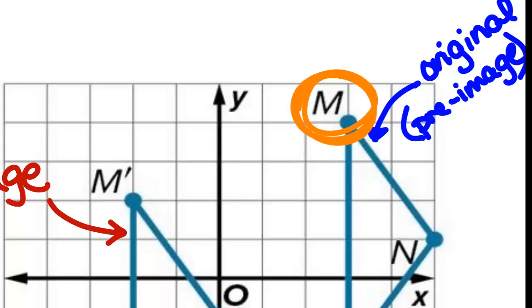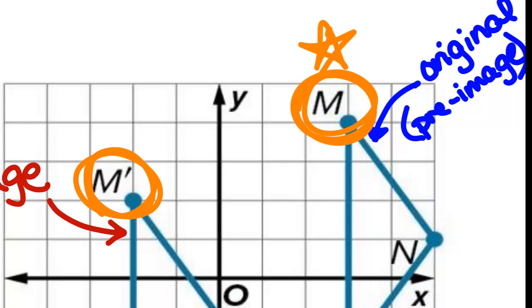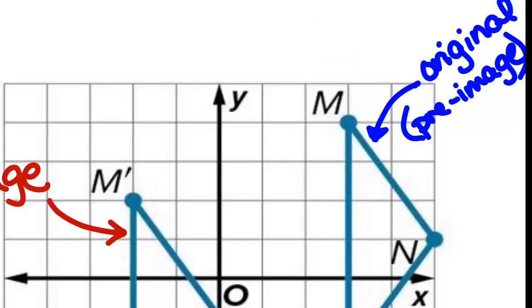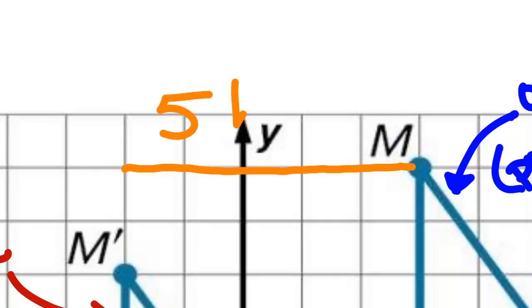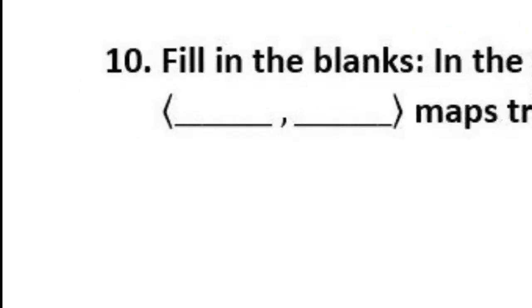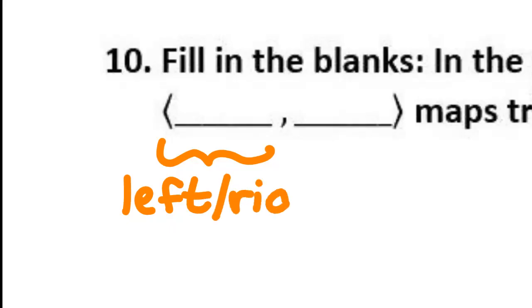So let's go from M to M prime. First of all, if I start here at M, do I move left or right? I move left. How far left would I need to move from M to get right above where M prime is? 5. So we go 5 to the left. The first number in the vector is always going to be the left-right number. So you have to count left or right first. Since I went 5 to the left, would this be a positive or a negative 5? Negative 5.